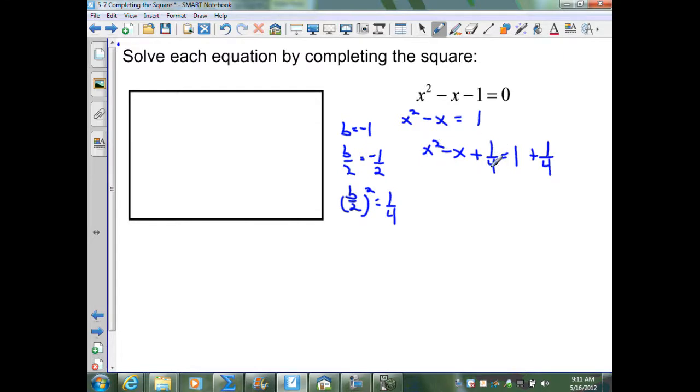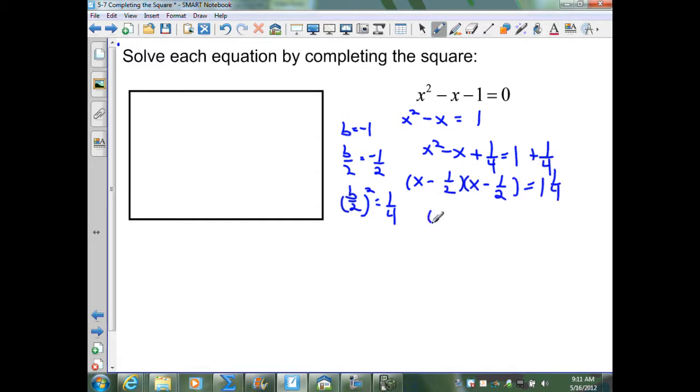This is a perfect trinomial, so I can factor. That's going to give me the product of two binomials. That gives me x and x. 1/4 will break into 1/2 times 1/2. That will be negative and negative. A negative 1/2 times a negative 1/2 is a positive 1/4, but a negative 1/2 x plus a negative 1/2 x gives me a negative 1. Then I can add 1 to 1/4. I get 1 and 1/4.